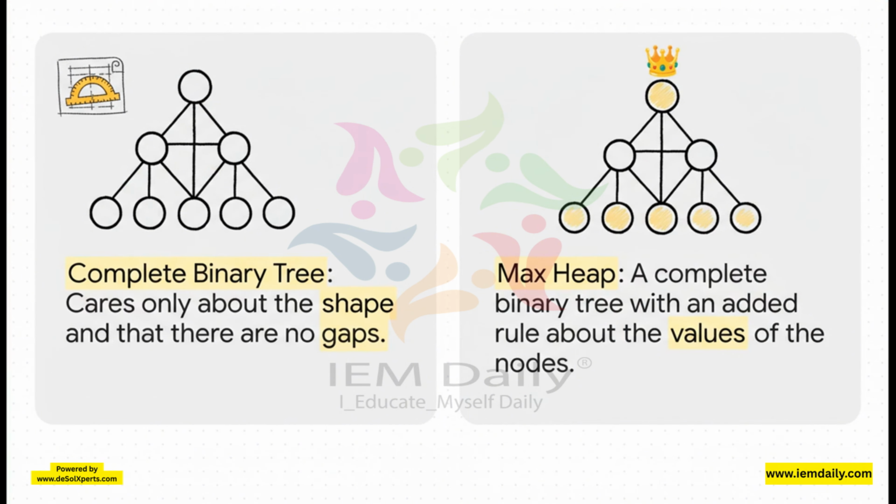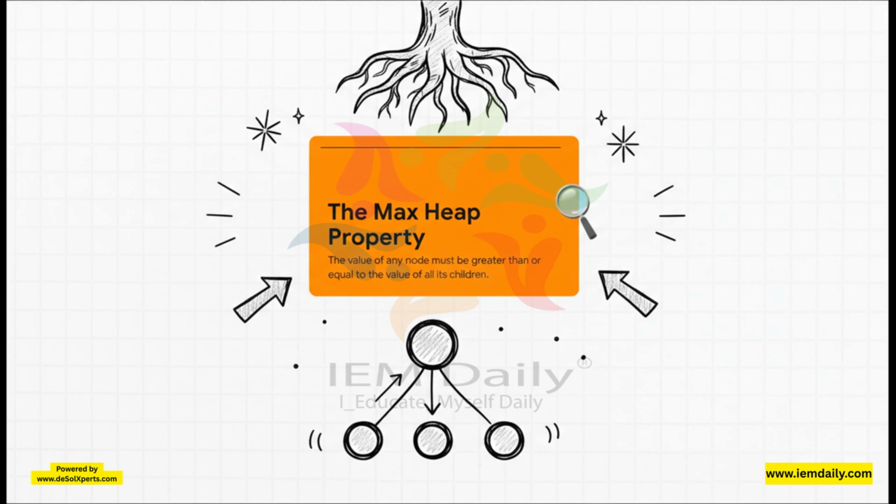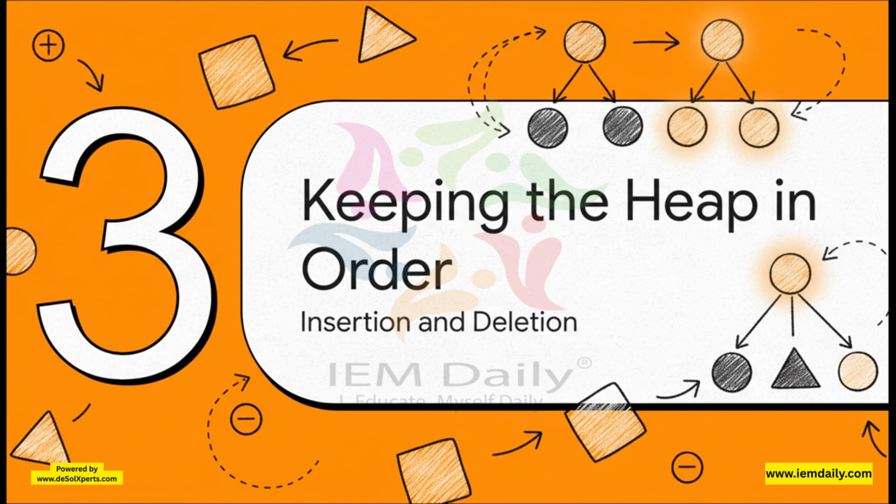So let's make this super clear. A complete binary tree is all about the shape. That's it, no gaps. A heap, on the other hand, takes that exact same shape and adds one crucial rule about the values you put inside it. And this is the rule. It's called the max heap property, and it is so simple, it's brilliant. Every parent has to be bigger than or equal to its kids. That's the whole thing. And this one little rule gives us a massive payoff. The biggest, baddest element in the entire collection is always guaranteed to be sitting right at the top, at the root.